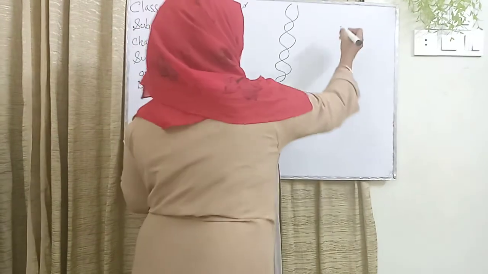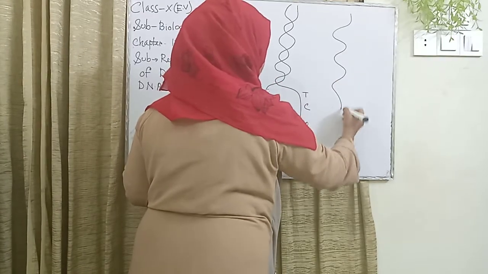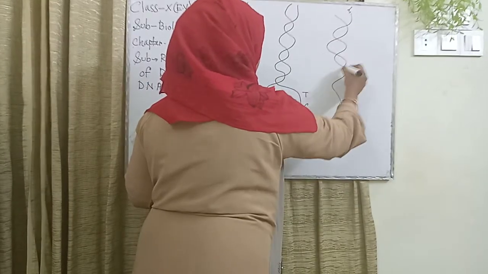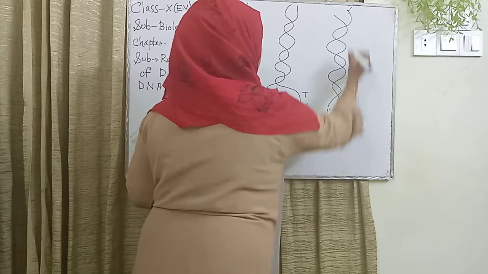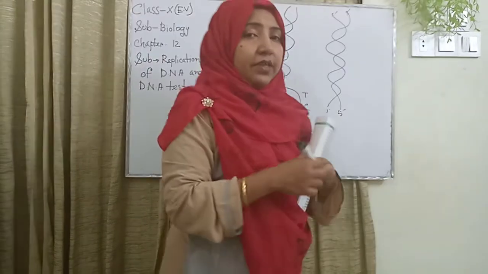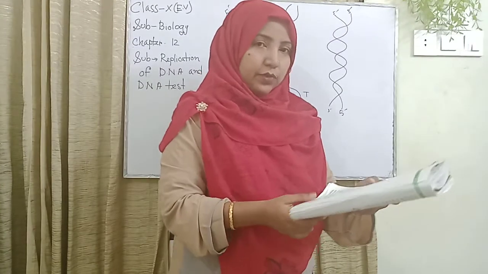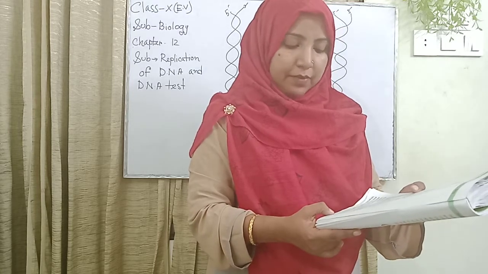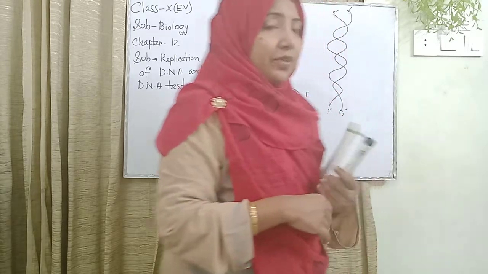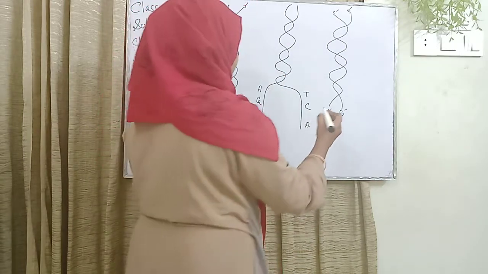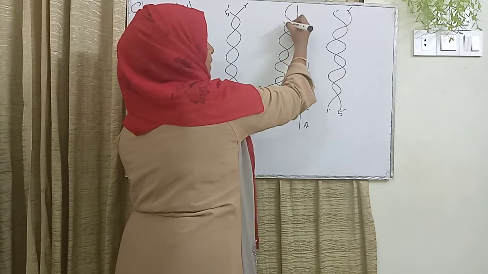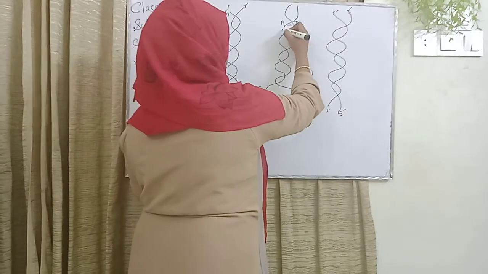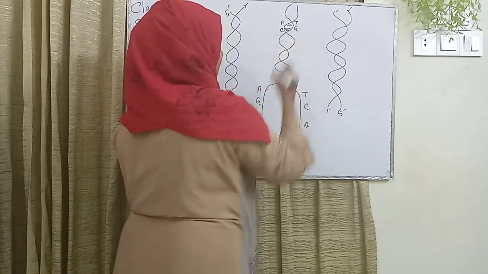Yes, the first structure is the mother DNA, and this structure is the daughter DNA, and this explains the semi-conservative way. Through this process, the double-stranded DNA becomes single-stranded by breaking hydrogen bonds. Here is the hydrogen bond, which joins adenine with thymine and guanine with cytosine. Adenine and thymine have two hydrogen bonds, and cytosine and guanine have three hydrogen bonds.